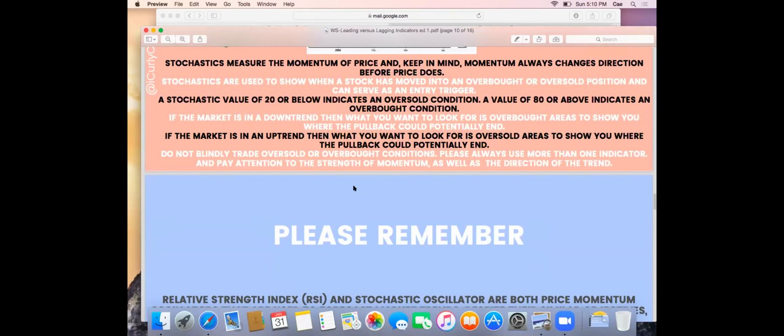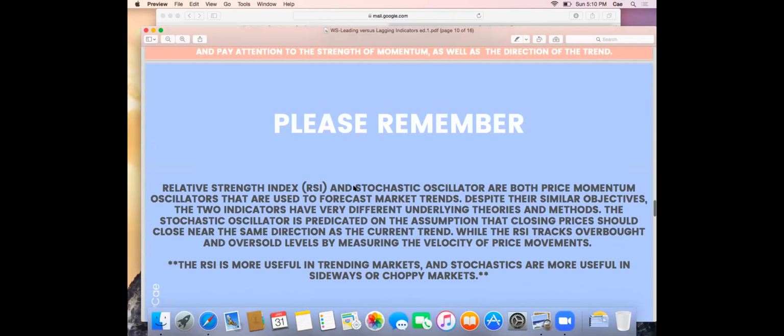Let's keep it going. Now, please remember, the relative strength index and the stochastic oscillator are both price momentum oscillators that are used to forecast market trends. Despite their similar objectives, the two indicators have very different underlying theories and methods. The stochastic oscillator is predicated on the assumption that closing prices should close near the same direction as the current trend, while the RSI tracks overbought and oversold levels by measuring the velocity of price movements.